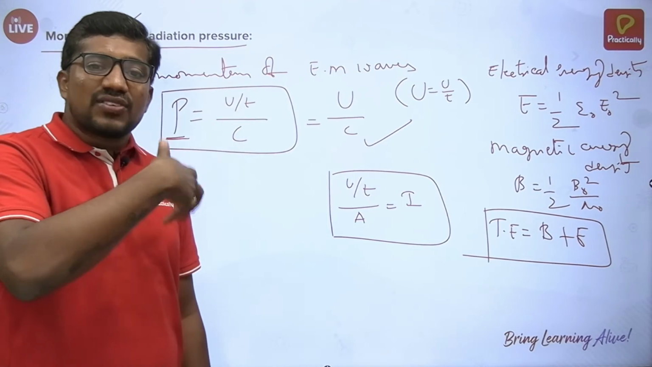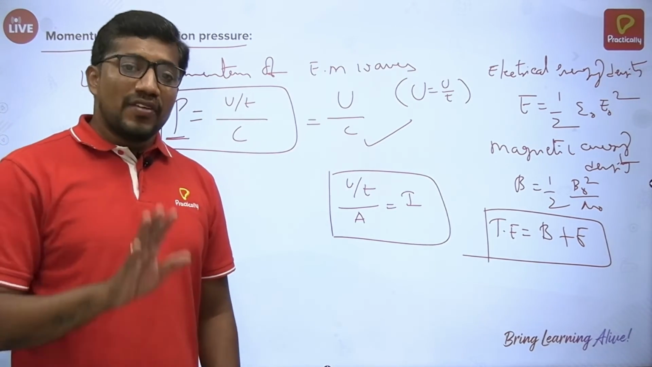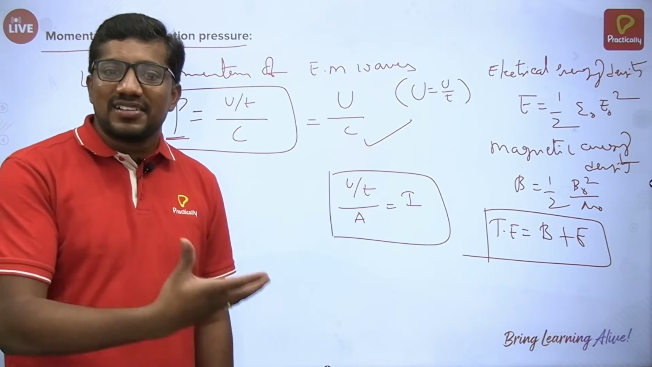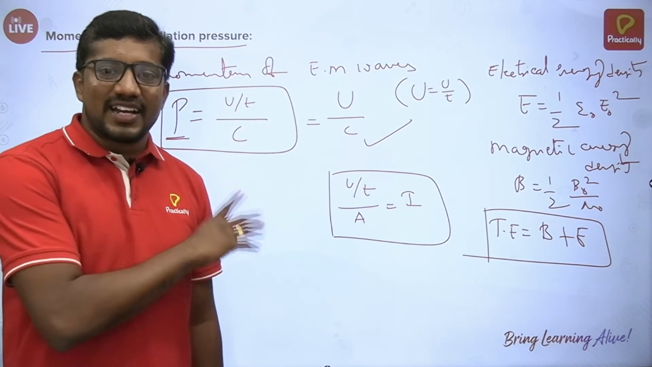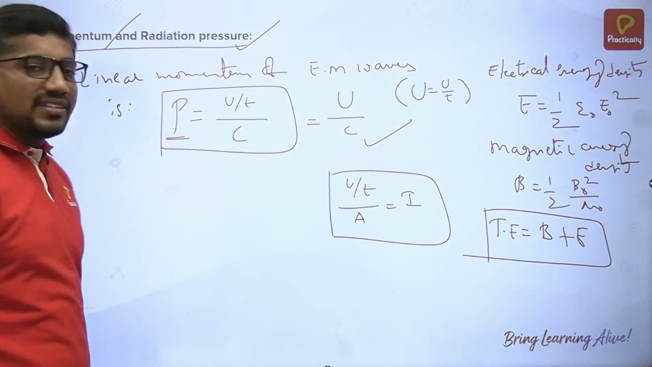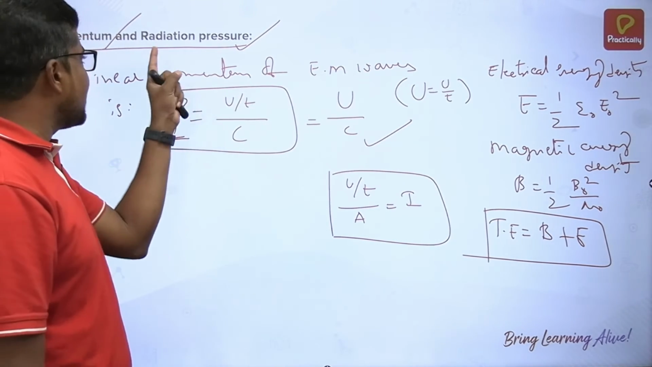So the transfer of momentum that we are feeling is nothing, it's nullified. We'll feel the sensation of the light, but we are not experiencing the transfer of momentum. That's the reason. Next, these electromagnetic waves can radiate pressure. Pressure exerted by the electromagnetic waves is called radiation pressure.